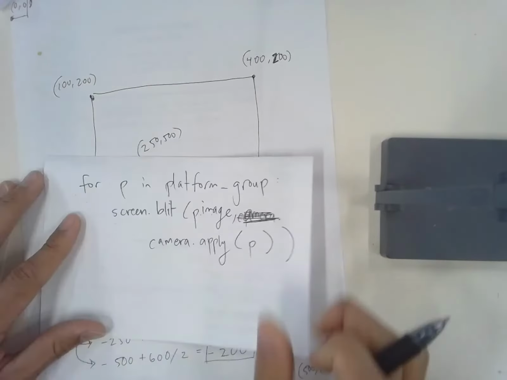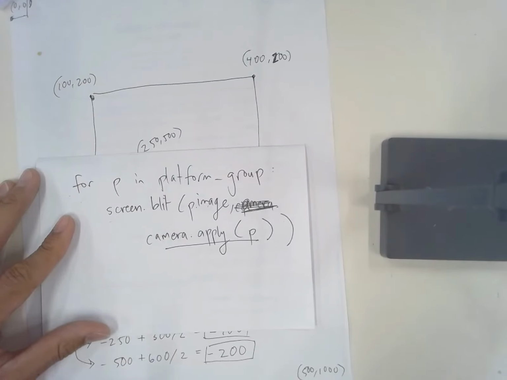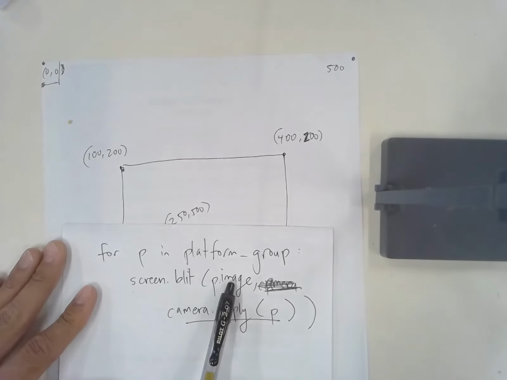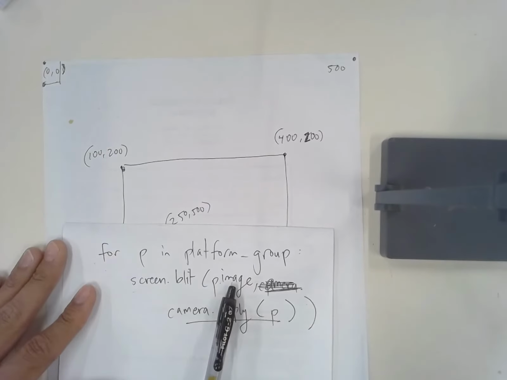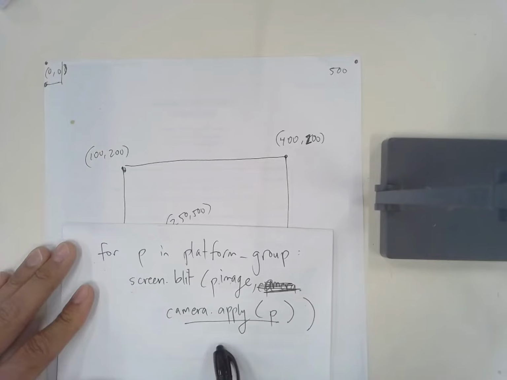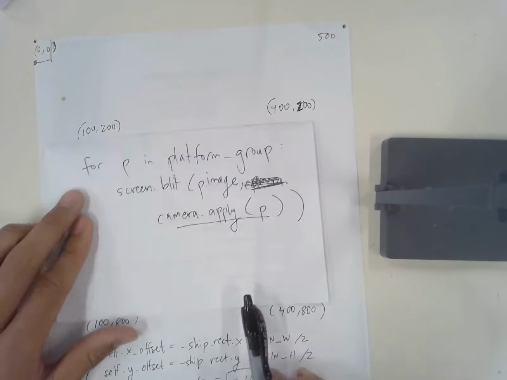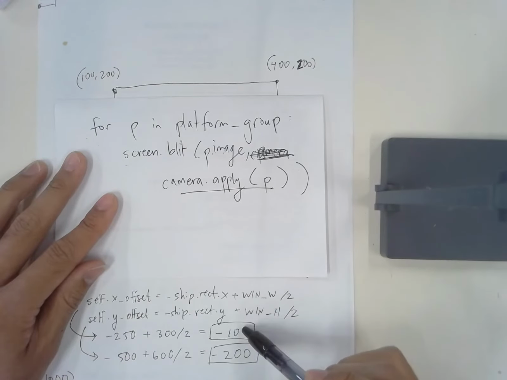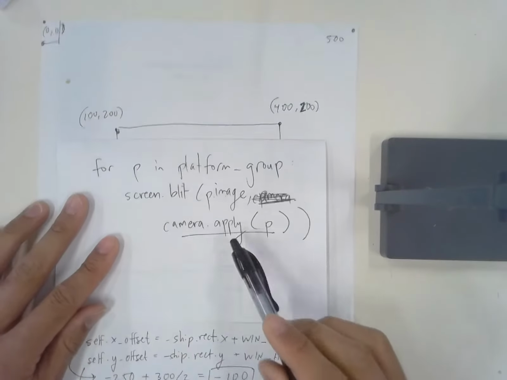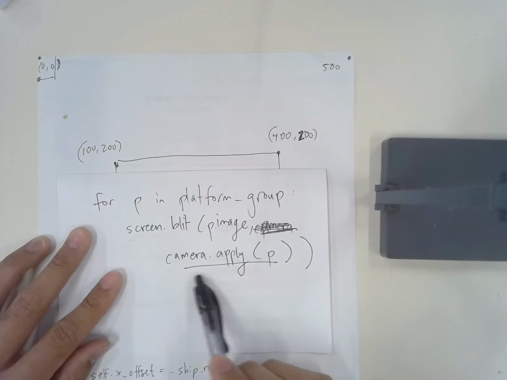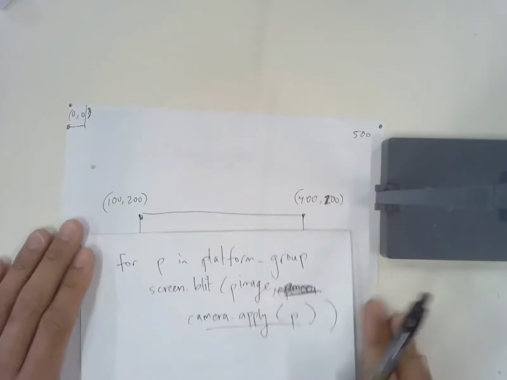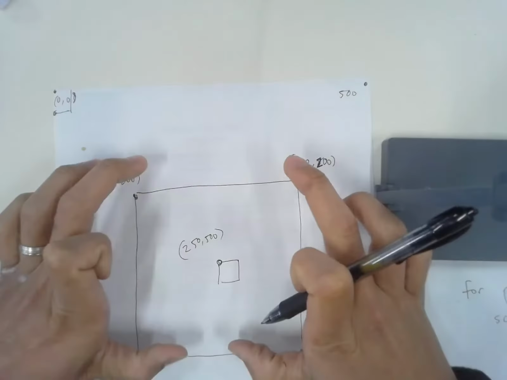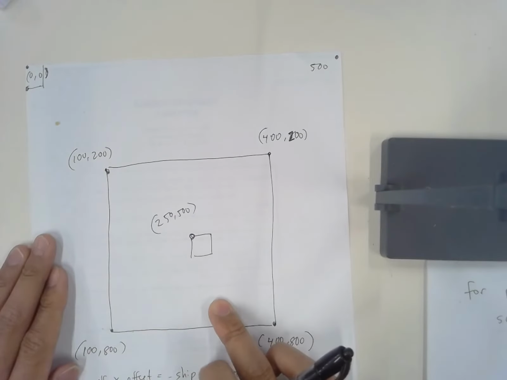We return that rect right here, right? So that first platform gets blitted not at 0, 0, where its rect's x and y described, but at the rect that is calculated, that is adjusted by the camera apply, right? Which is rect -100, -200 on the x and y. So where does he get blitted onto the screen? He gets blitted off of the screen. He gets blitted over here, where this is our visible window on what we show the user.